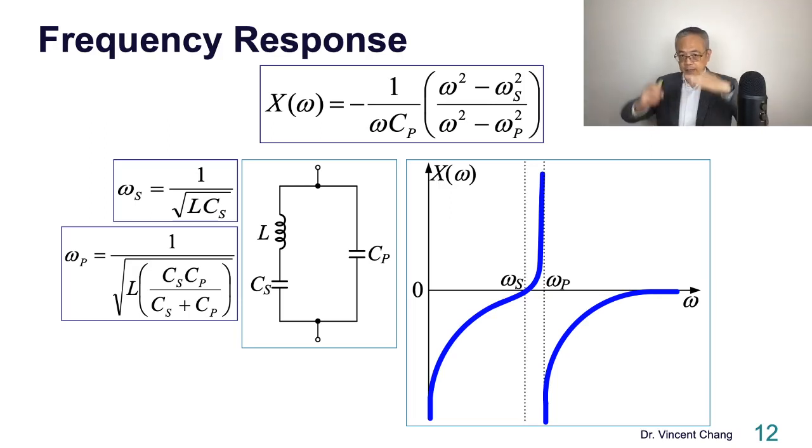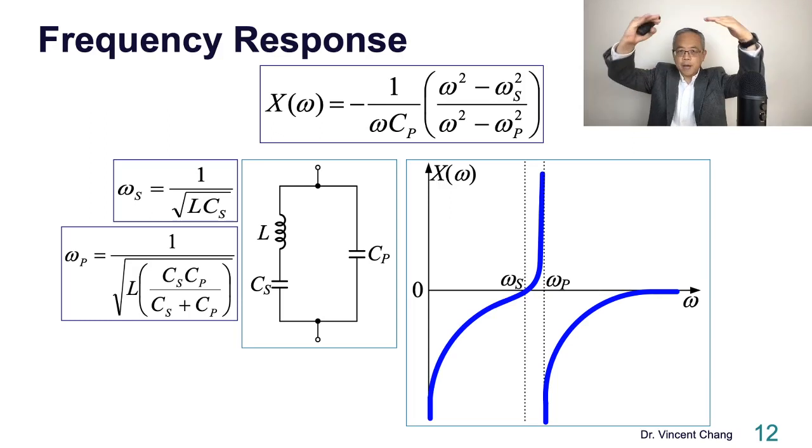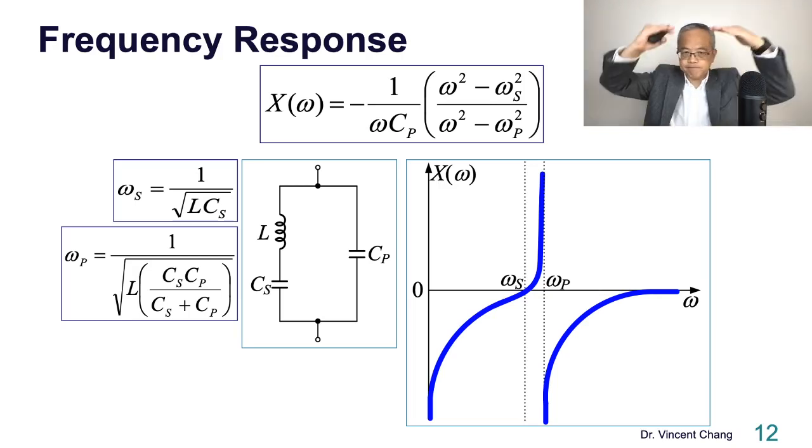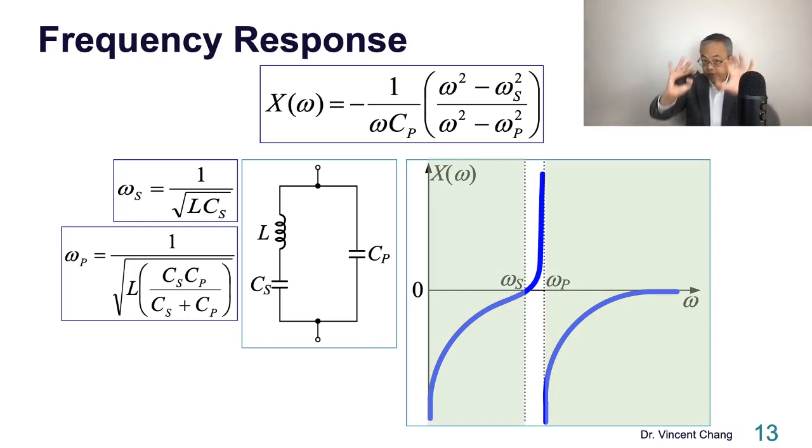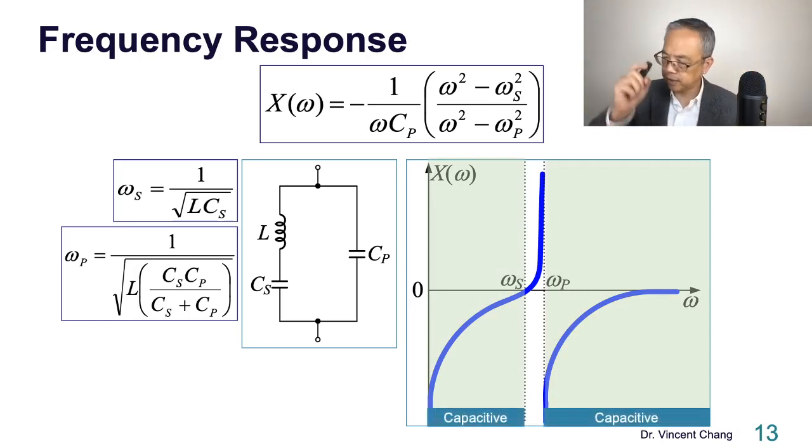Now, above the 0, on top of this response, X is positive. On the bottom of this response, of this spectrum, the capital X is negative. So what do we mean by the negative X? It represents the crystal behaves like a capacitor. So within the green bands, the crystal behaves as a capacitor. So this is capacitive.